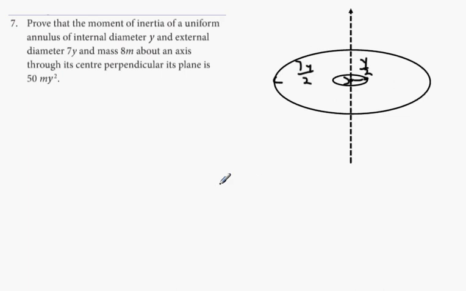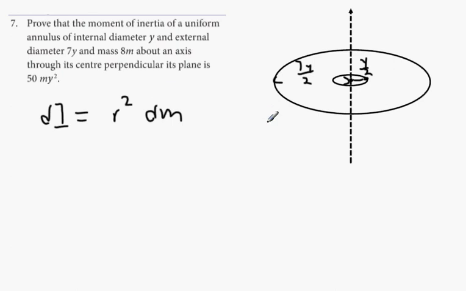Okay, so let's start the way we always start. We're going to write down the I. Now, it's a radius one, so let's write down r squared dm as opposed to x squared dm. Once again, makes no difference.